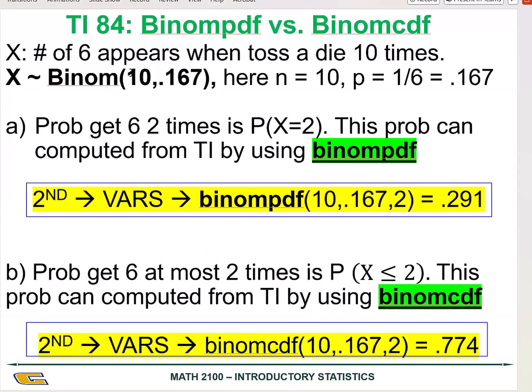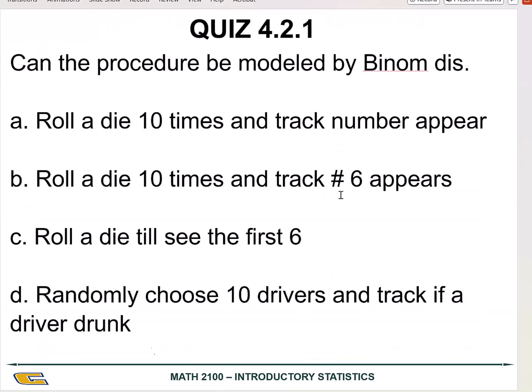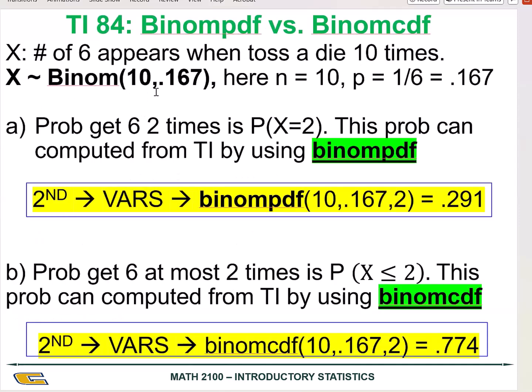So let's look at this example. Again, we toss a die 10 times and keep track of the number of 6s that appear. We already discussed in part B that this can be modeled by a binomial distribution. In this case, our binomial would be (10, 0.167), because 0.167 is the probability of getting a 6, which is 1 over 6, and n is 10 because we toss the die 10 times. From here, you can calculate the exact probability. What is the probability I get two 6s in 10 tosses? That is P(X = 2).